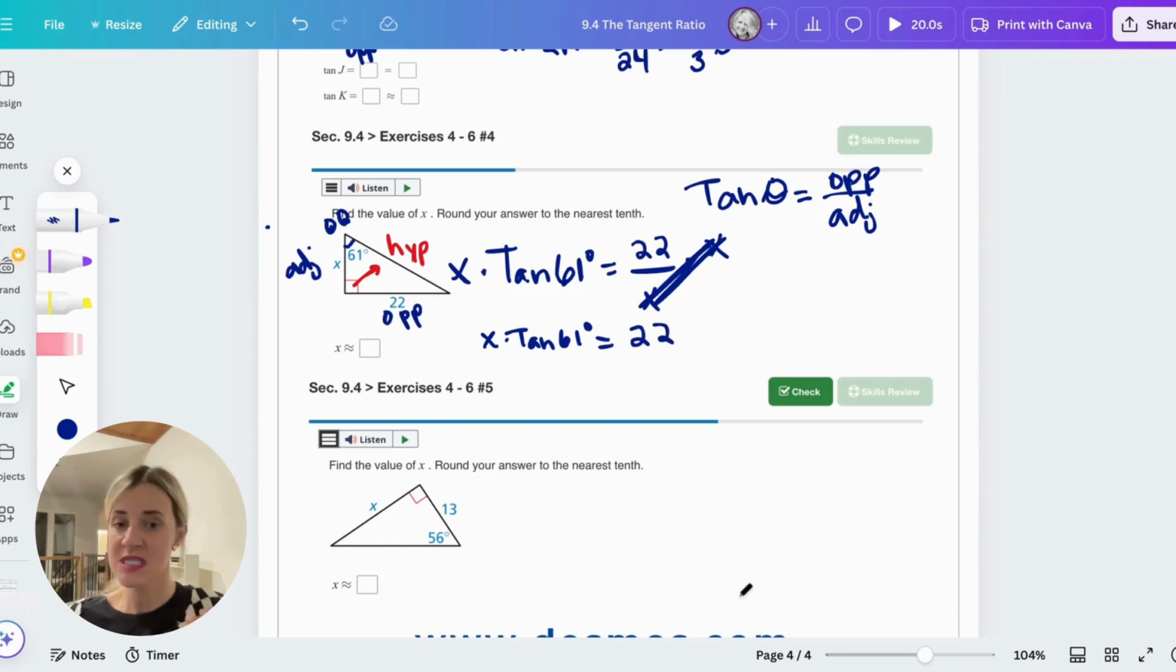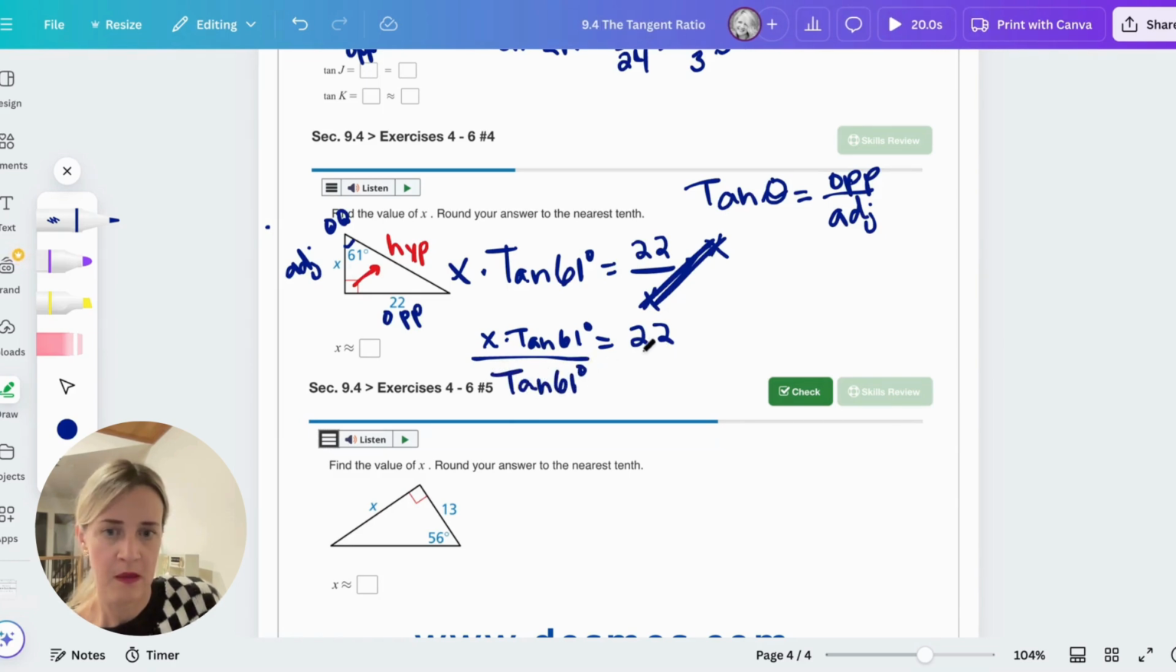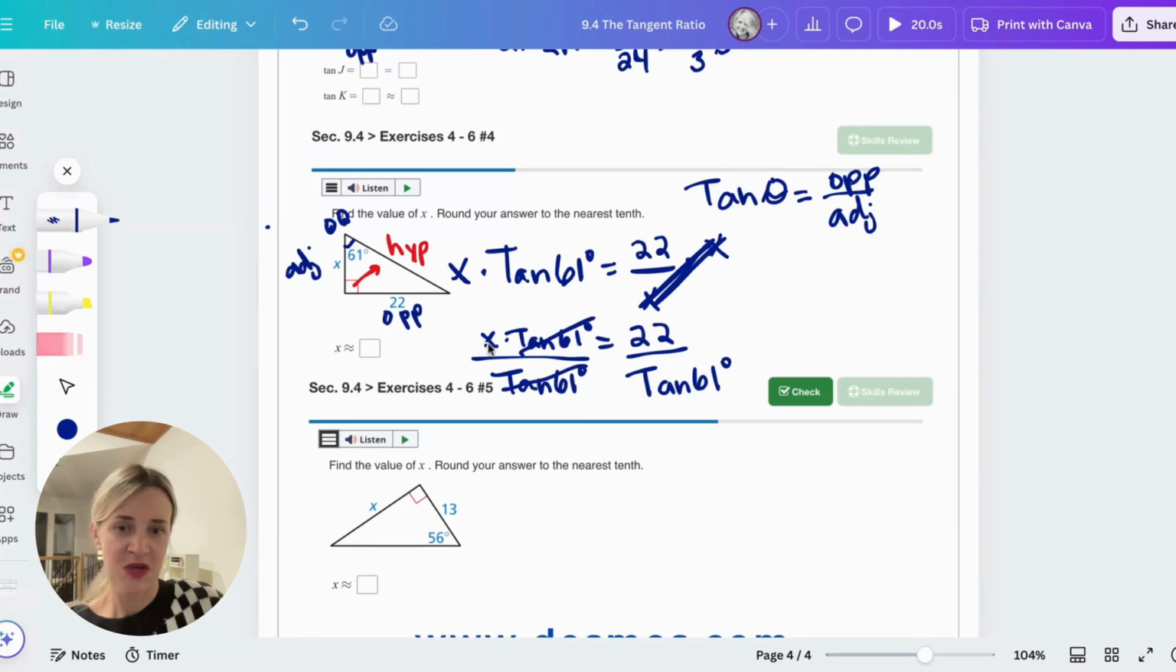Okay, again, we still want to just solve this for x. It's our goal here. So eyes go on that x. We want to get that x by itself. Right now it's x times tan 61. Opposite of multiplying is dividing. So we are going to divide both sides by that tan 61. And again, remember, tan 61 is just a number. So divide both sides by tan 61. Those cross out because it's really just the number 1. So our answer, x, is going to equal 22 divided by tan 61.